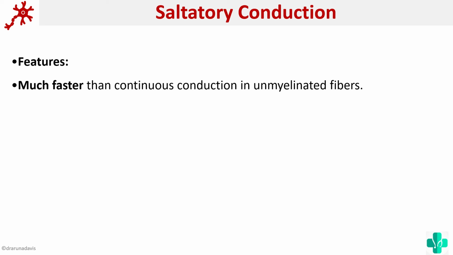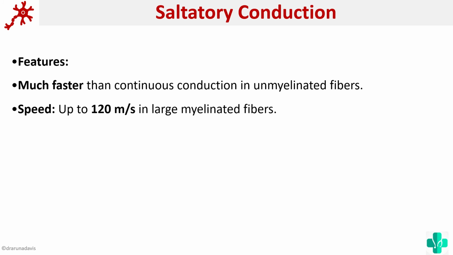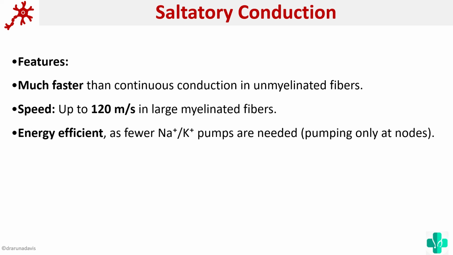What are the important features of saltatory conduction? The importance is that it is much faster when compared to conduction in unmyelinated fibers. In large myelinated fibers the speed can be up to 120 meters per second. So that is why saltatory conduction is very important. Not only that, it is very energy efficient, because fewer sodium pumps are needed to bring it back to the resting membrane potential, since the action potential is generated only at the node of Ranvier. So these are the important features of saltatory conduction.